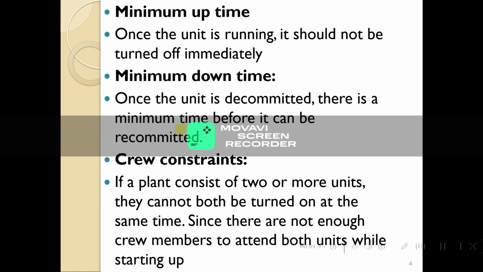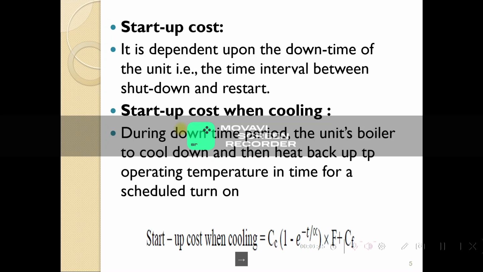So minimum uptime: once the unit is running, it should not be turned off immediately. Minimum downtime: once the unit is decommitted, there is a minimum time before it can be recommitted. Crew constraints: if a plant consists of 2 or more units, they cannot both be turned on at the same time, since there are not enough crew members to attend both units when starting up.